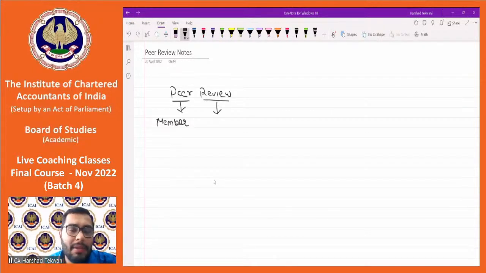Now, the second term is review. Now, what do you mean by review? Review means re-examination. Re-examination of some data, some information which was given, which is under the review. You can say retrospective evaluation. Retrospective means evaluation by looking at previous data. So I'll say re-examination of information.